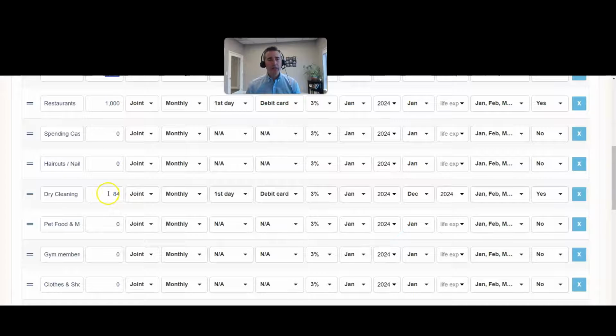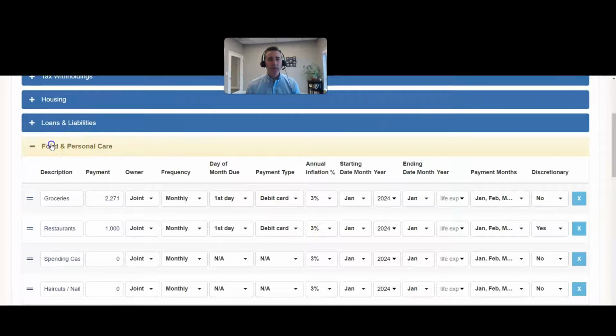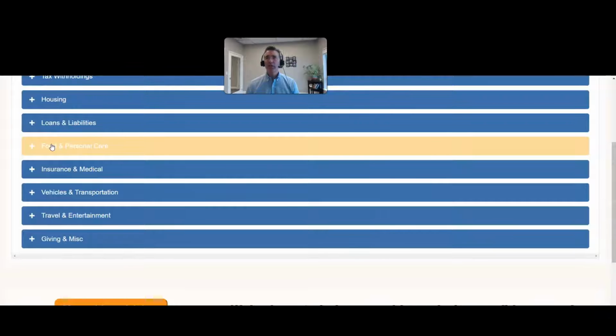They're paying for dry cleaning right now because they're still working. So we went through and looked at all of the dry cleaning expenses they had, just like we did with the groceries, and we found that on average they're spending about $84 a month on dry cleaning. The neat thing about this, though, is when they retire, this expense is going to go away. So they're going to retire January of 2025. So we're going to show that that dry cleaning expense is discretionary. They could always iron their own clothes if they needed to, and that it's going to stop in December of 2024.